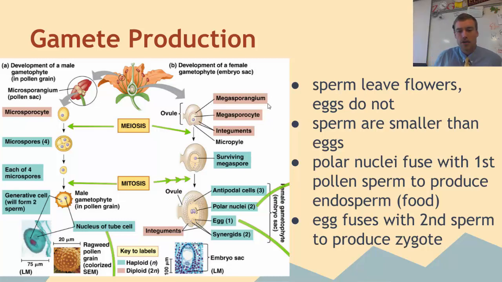The polar nuclei, which are found inside the ovules, this is kind of interesting. They're going to fuse with the first pollen sperm that is able to come down. This is that double fertilization idea. And they're going to produce the endosperm, which is then going to, inside the seed, be the food for the egg cell. So when you're eating something like a peanut, you're eating the endosperm, which was produced from a peanut sperm cell that fused with the polar nuclei. And then the egg is going to fuse with the second sperm, and that's what actually produces the zygote that is going to be growing into the new plant.